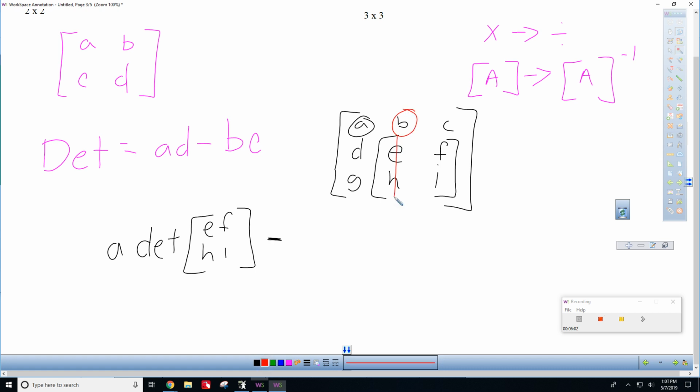Now, forget about that. You're going to multiply it by the determinant of D, F, G, and I. Okay, and then finally, it's plus. So it's plus, minus, plus. You're going to take C and multiply it by that determinant.